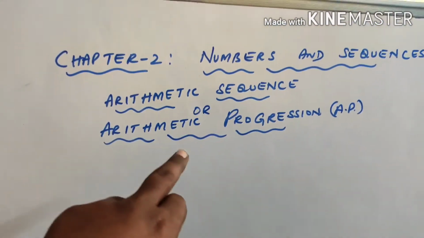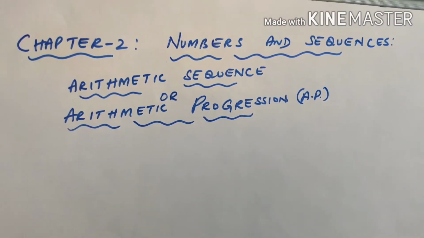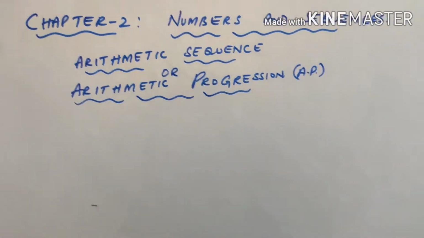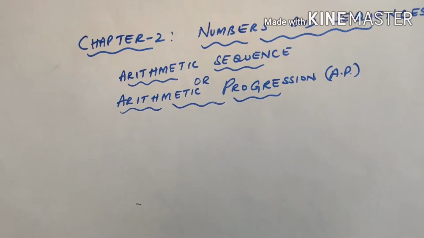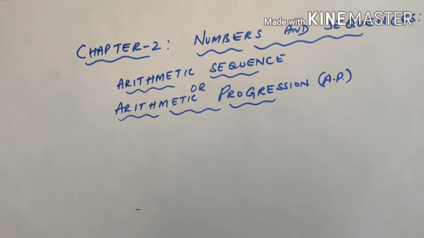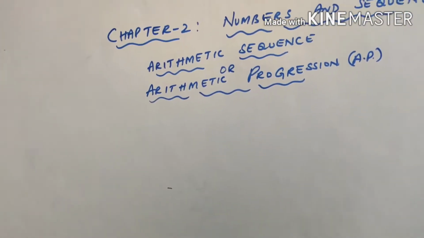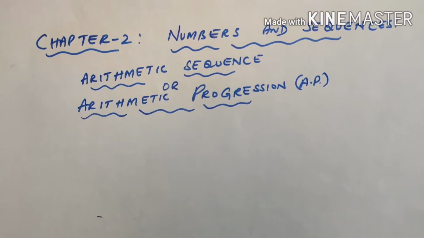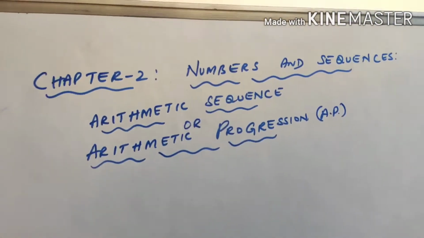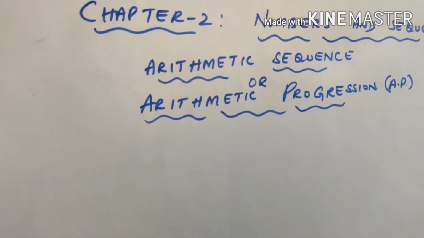So sequence means continuation. Okay, the continuation of anything happening next, that is called consecutively happening, or the continuous happening of incidents we call a sequence. Okay, in maths, sequence means you can say it uses numbers.